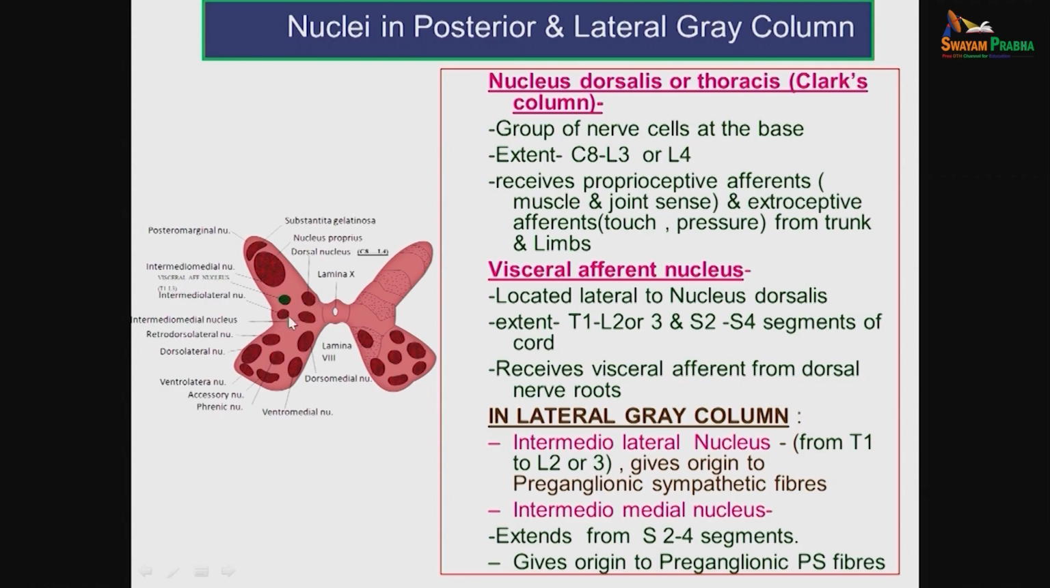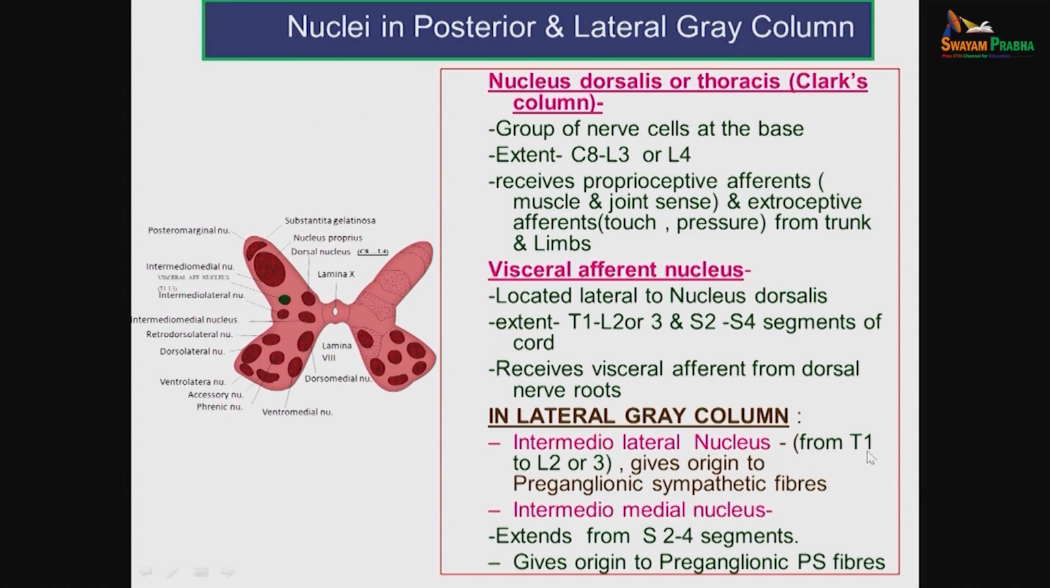In the intermediate area, you have the intermediolateral and intermedio-medial nucleus. The intermedio-lateral nucleus is the one that is prolonged as the lateral grey horn. I told you, it extends from T1 to L2 or L3 segments of the spinal cord. This forms part of the thoracolumbar outflow, that is, the preganglionic sympathetic fibers. The axons arising from this are going to pass through the ventral root. This forms the preganglionic sympathetic fibers. As you all know, sympathetic outflow is thoracolumbar outflow.